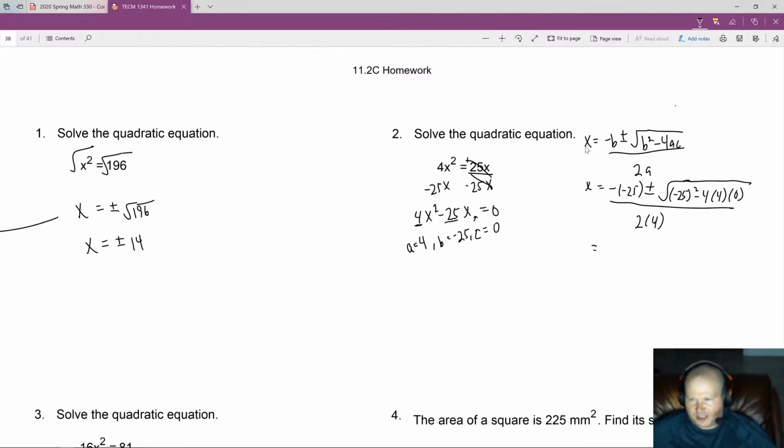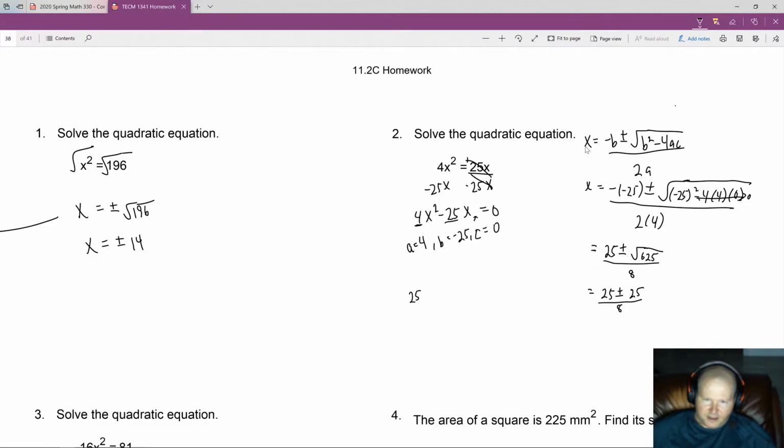Now we simplify a little bit. So negative 25 is going to be a positive 25 plus or minus. And right here it's going to be negative 25 squared minus negative 4 times 0. All that's going to go to 0. Just goes away. And that leaves me negative 25 squared, which is 625. And 2 times 4 is 8. So what we end up with is 25 plus or minus square root of 625, which is 25, all over 8. Now we have to do two different versions of this, right?